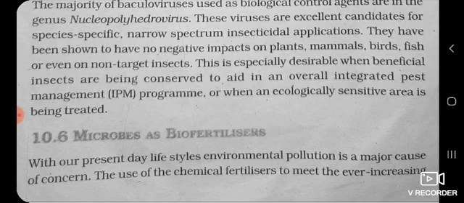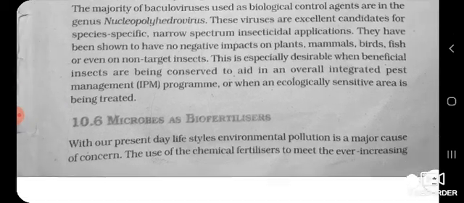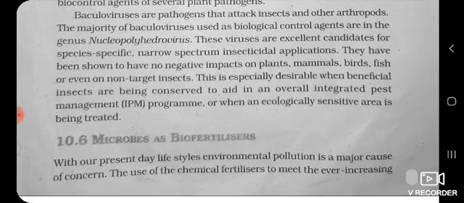So these baculoviruses are important when beneficial insects are present in the field, which are useful as pollinators, and such insects can be preserved as they are when we use this baculovirus, because they do not harm other insects which are not pathogenic to the plant. So here we have seen the role of microbes as biocontrol agents.